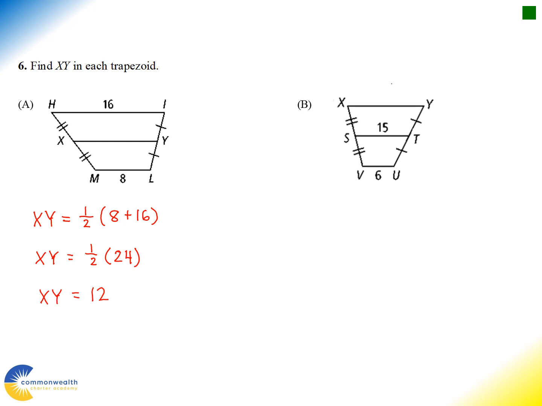For B, I'm not looking for the mid-segment, so I'm not going to set up that xy equals 1/2 the sum of these things. And that's a problem that students have: no matter which one is the missing piece of information, they set it up exactly the same as if they're searching for the mid-segment. I know what the mid-segment is. The mid-segment's ST, so I know that 15 should equal 1/2 of the sum of 6 plus whatever xy is, which means xy plus 6 should equal 30, which means xy should be 24 units.